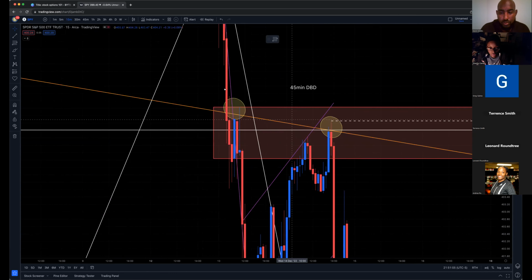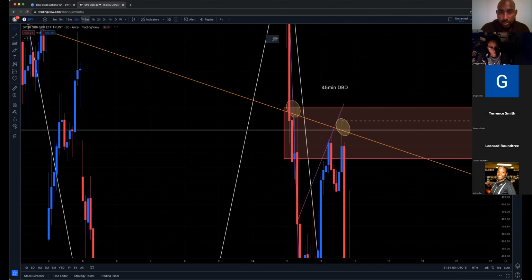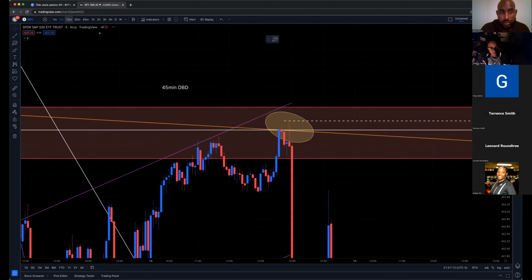It's on the, no, not that. Wait, is that it? Maybe I saw it on the 5-minute. But you look here, you got a, not really. Where did I see that at? Oh, right here. Also formed this little small supply zone.